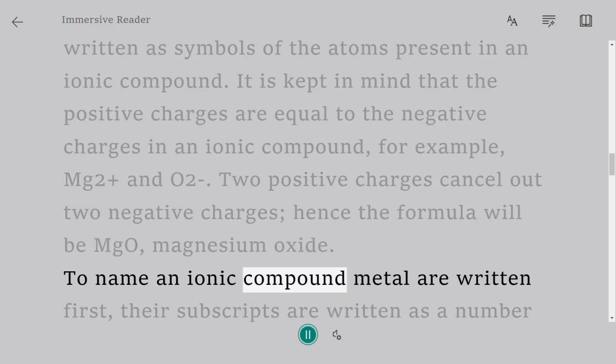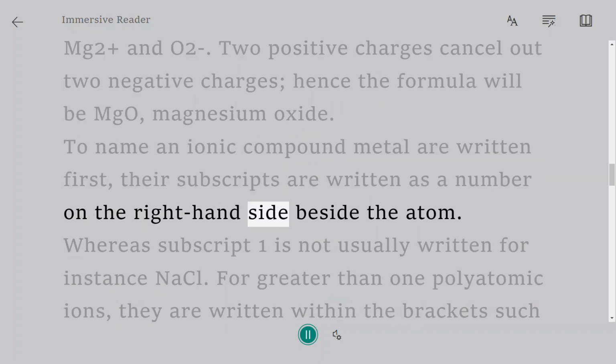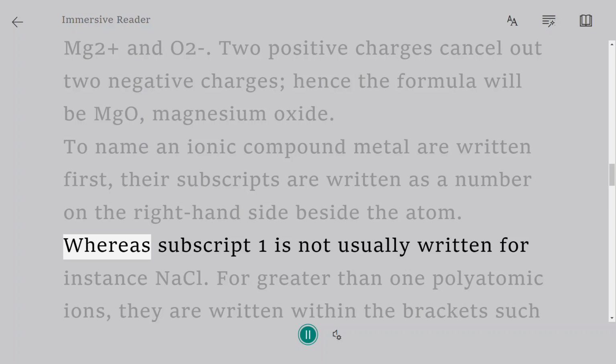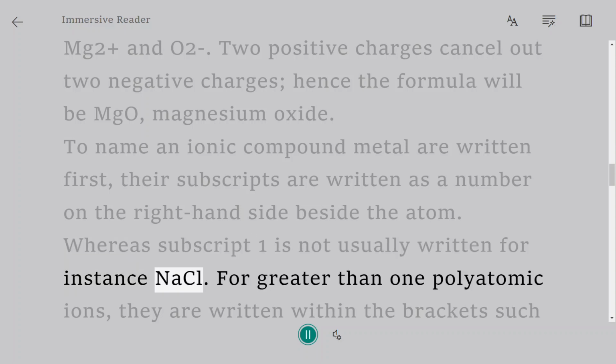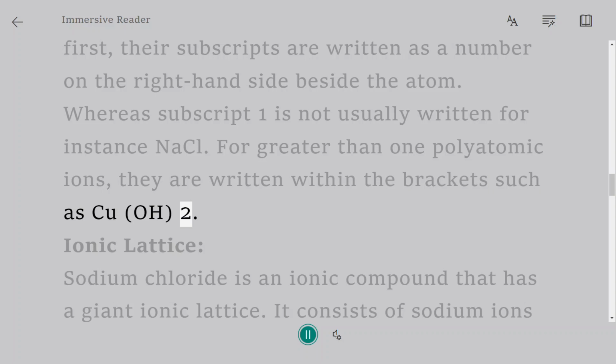To name an ionic compound, the metal is written first, and the subscripts are written as a number on the right-hand side beside the atom. Subscript 1 is not usually written, for instance NaCl. For more than 1 polyatomic ion, they are written within brackets, such as Cu(OH)2.